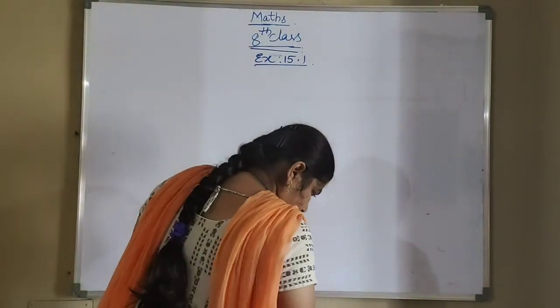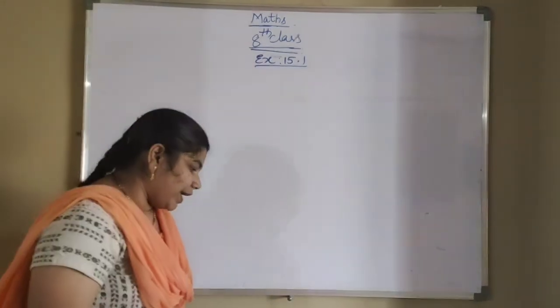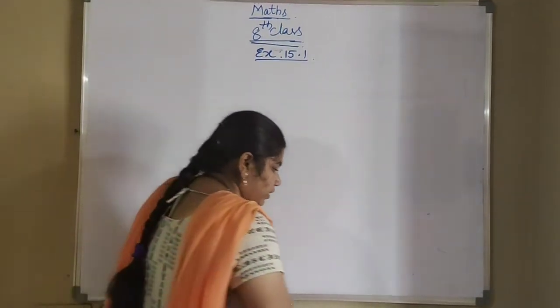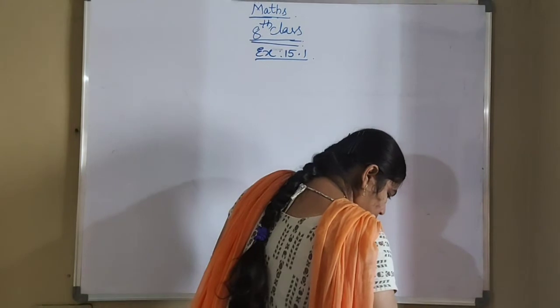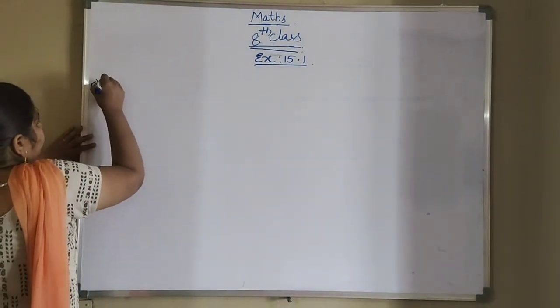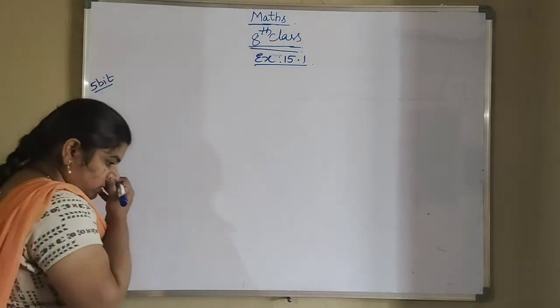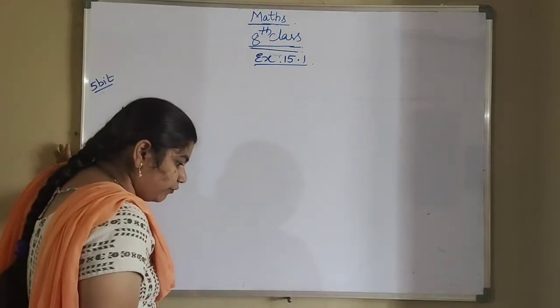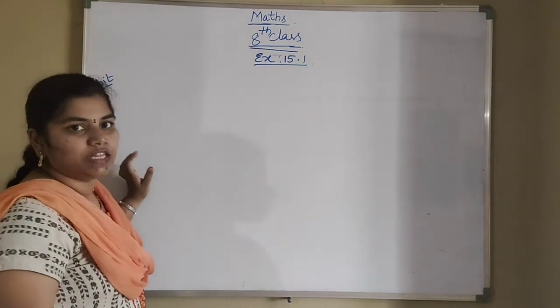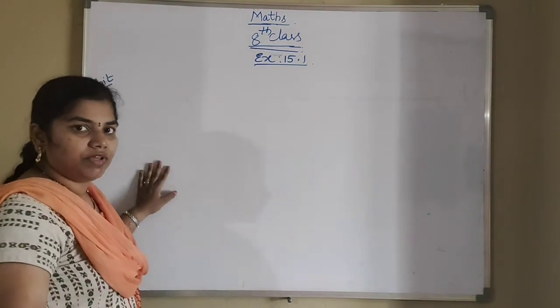So what is the fifth bit? Write the number of factors of the following. So we have to write the factors. Okay. So what are the factors we have to write for the given number? Write the number of factors of the following. How many factors are there for the given number? We have to find.